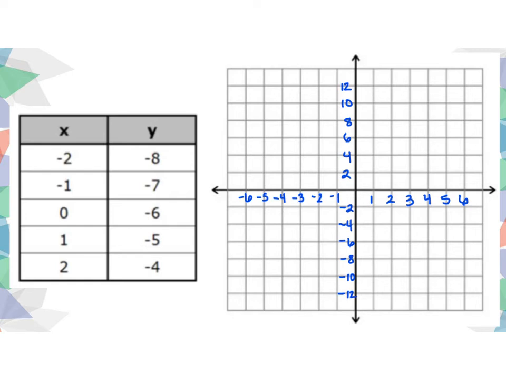And next we can plot our ordered pairs on the graph. My first value for x is -2, so I would start at my point of origin and move 2 to the left on the x-axis. And then I would go down 8, since y is negative, and plot my point.